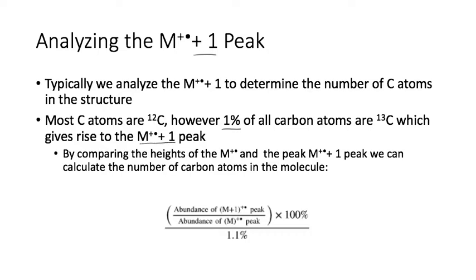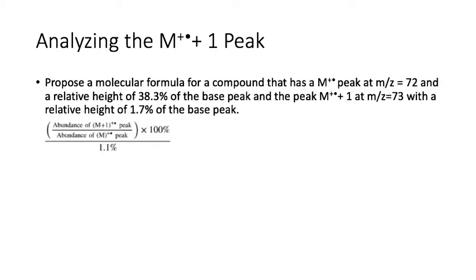By comparing the heights of the radical ion peak and the radical +1 peak, we can calculate the number of carbons in the molecule using this relationship. If I know the abundance of that radical ion peak +1 divided by the relative abundance of that radical ion peak by itself, since about 1% of all atoms are C13, you can figure out that relationship. So let me show you an example of how to do this.